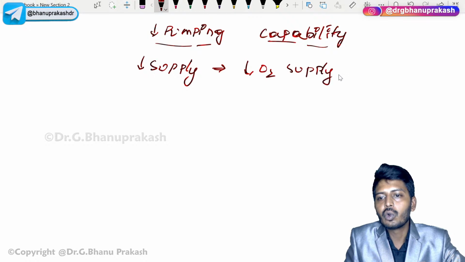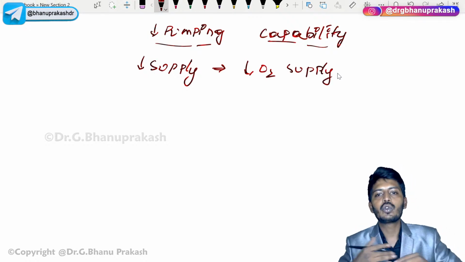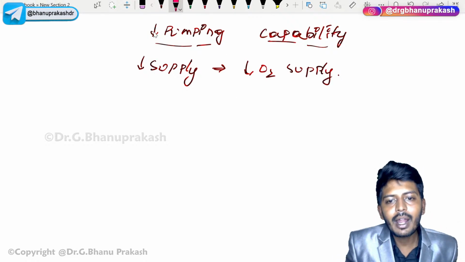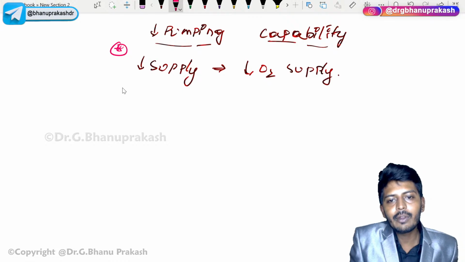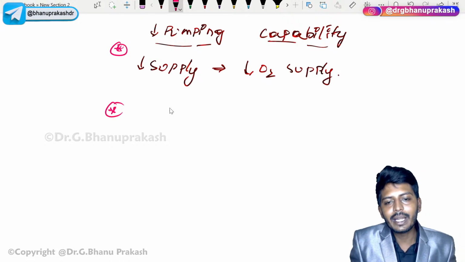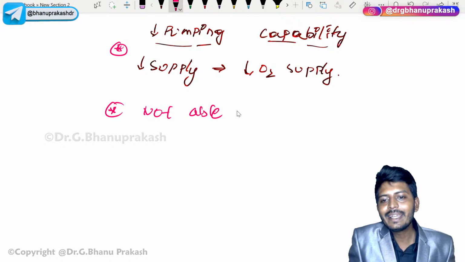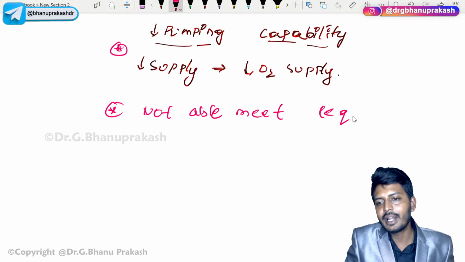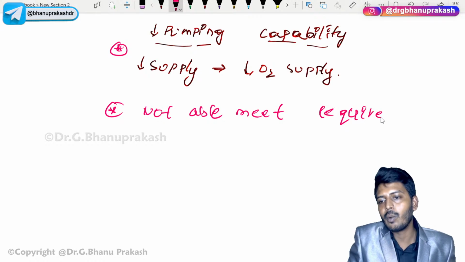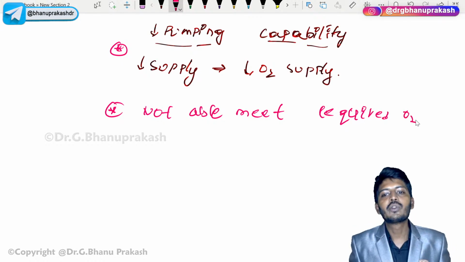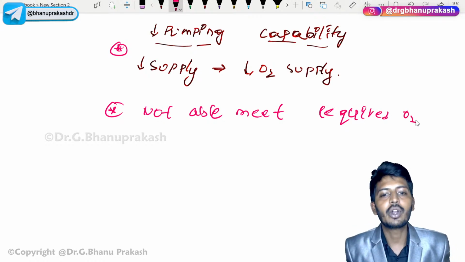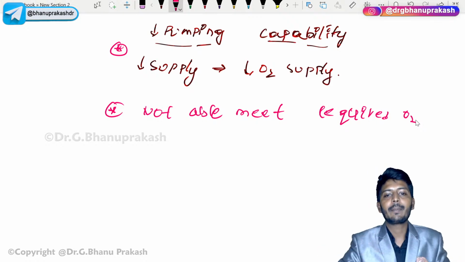Decrease of what? O2 supply. If there is a decrease of O2 supply, now what will happen? Will your heart be able to meet the metabolic requirement? No, not able to meet the metabolic requirement. Okay, so the required O2, that is the most important. Not able to meet the required amount of O2, that is the most important problem with heart failure.